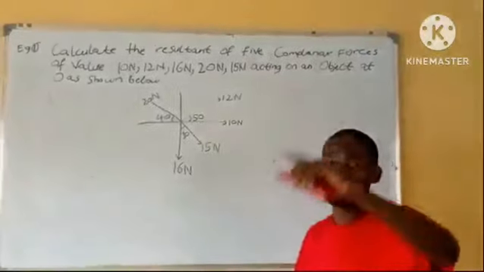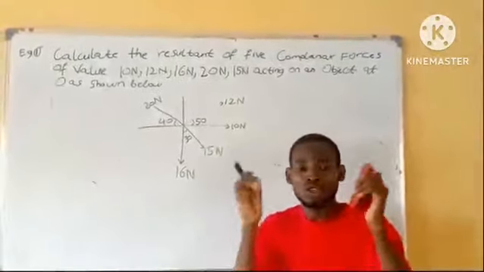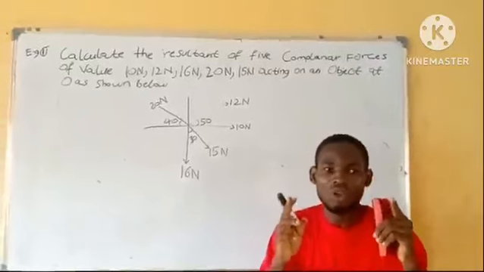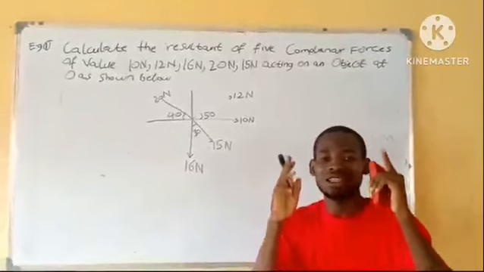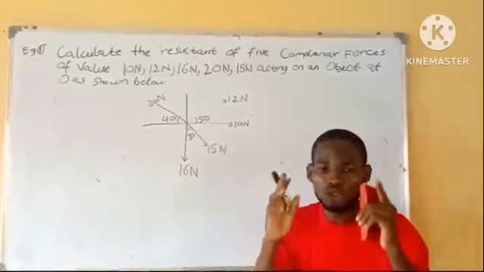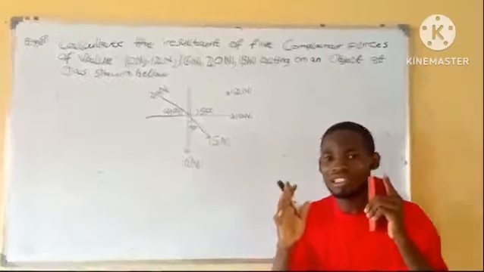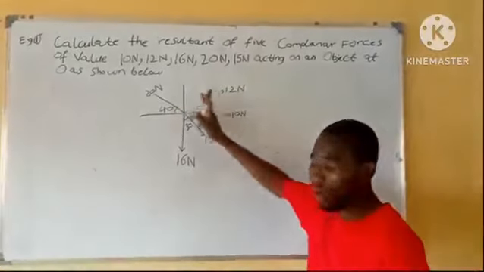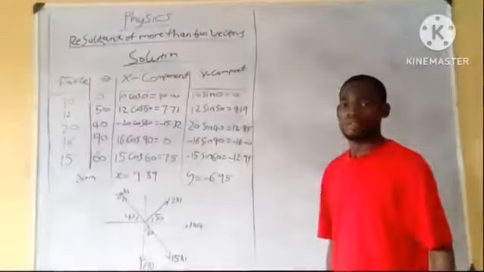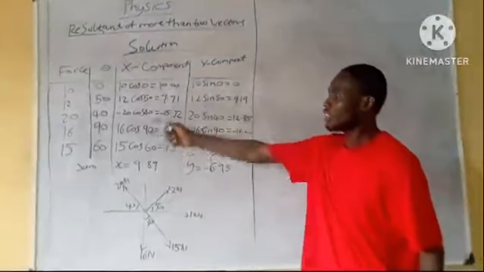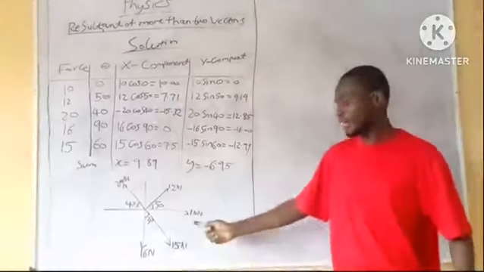Remember, the one we saw the other time was the resultant of two forces, whereby we use the parallelogram method and the triangle method to find the resultant. But this time around, they are more than two. So this is the example.